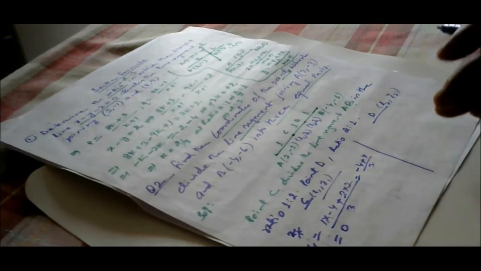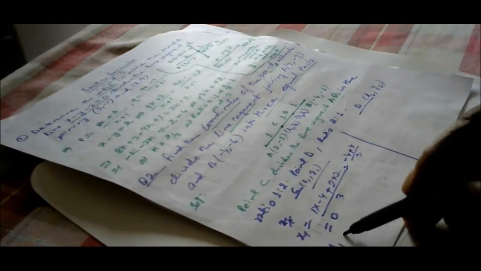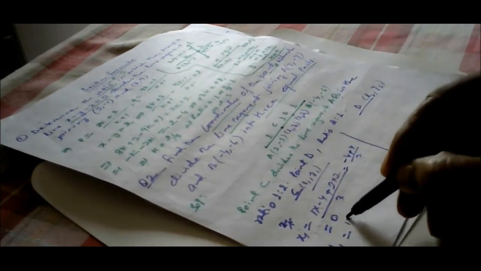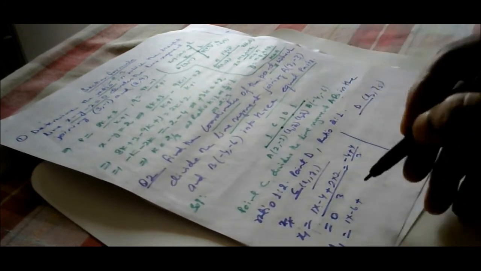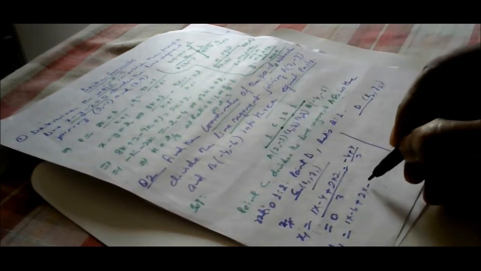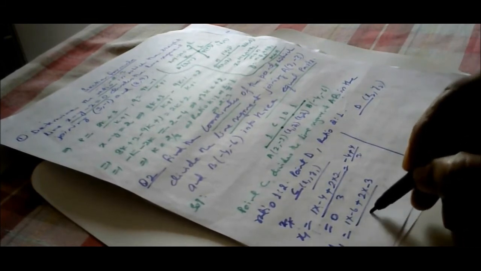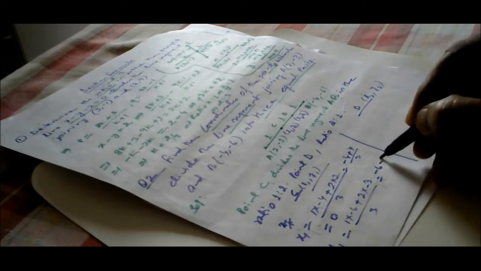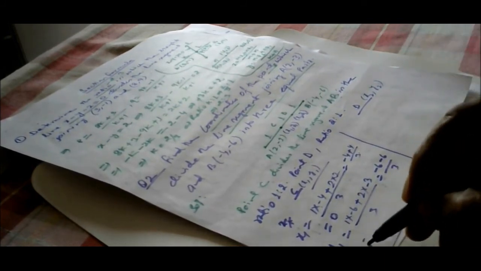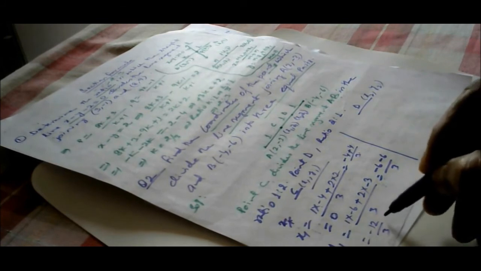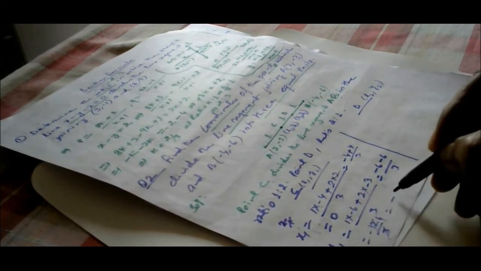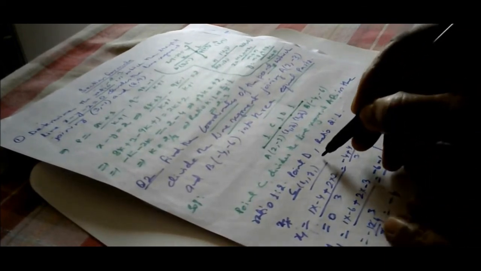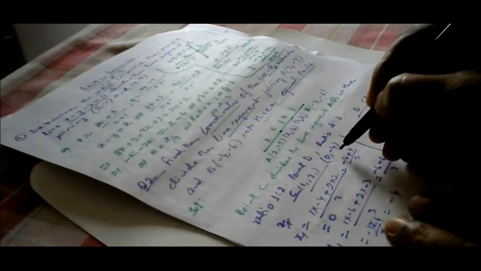So x1 is 0. Now if we want to find y1, then again 1 into minus 6 plus 2 into minus 3, divided by 3. So it gives us minus 6 minus 6, which is minus 12 by 3, and cancelling we get minus 4. So y1 has become minus 4. It means this coordinate is 0 and minus 4.